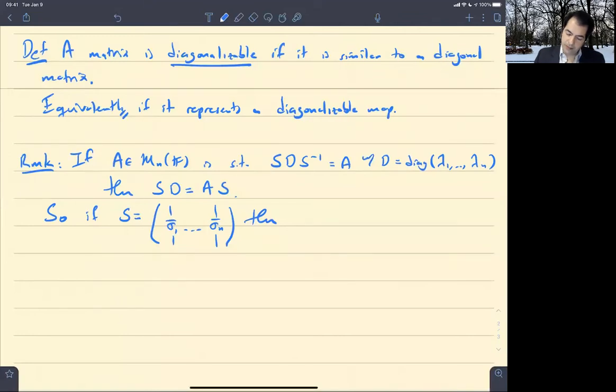then, okay, what does this say? Well, A times S is the matrix whose columns are A times sigma 1 through A times sigma n. On the other hand, S times D, well, D is a diagonal matrix, so it's really easy to do S times D. I'm going to get lambda 1 sigma 1 all the way to lambda n sigma n.